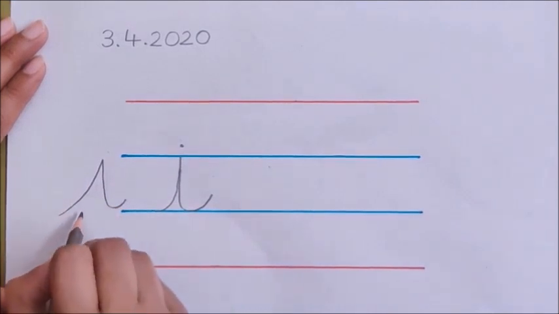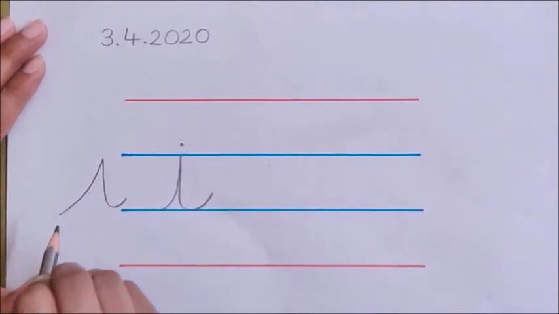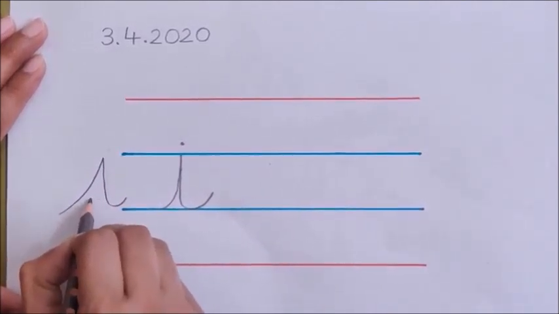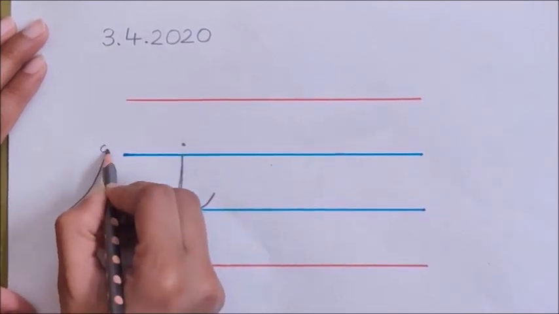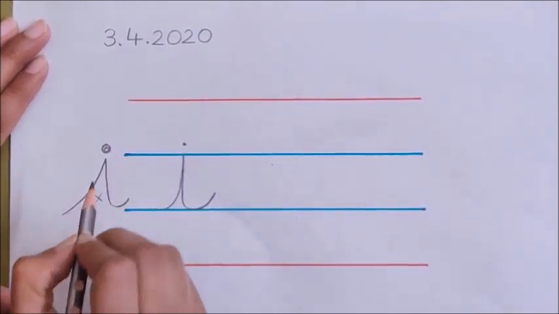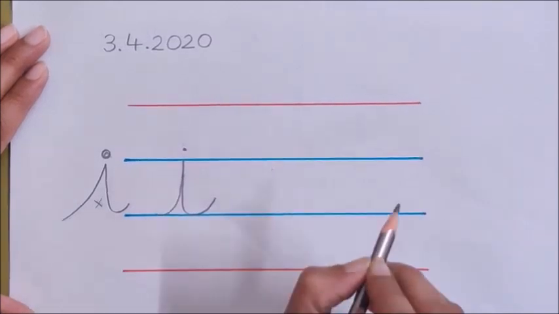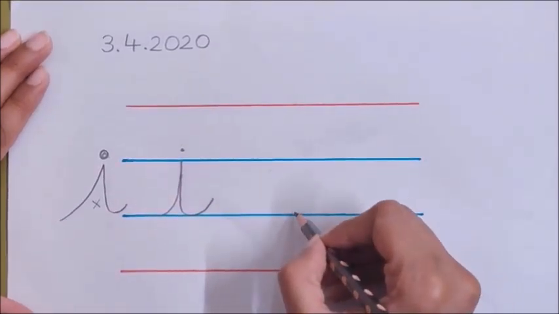Don't write letter I like this. This is wrong. You have to come back on the same line. Don't make a gap here. This is wrong. And don't make a big bindi like this. This is also wrong.